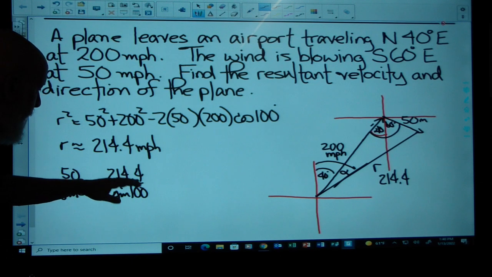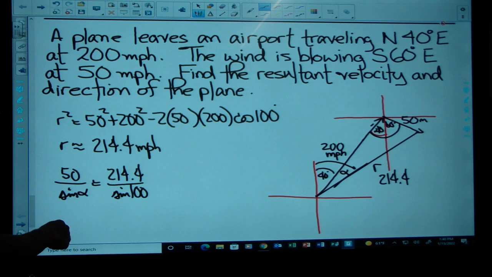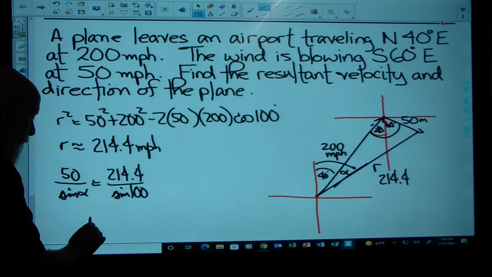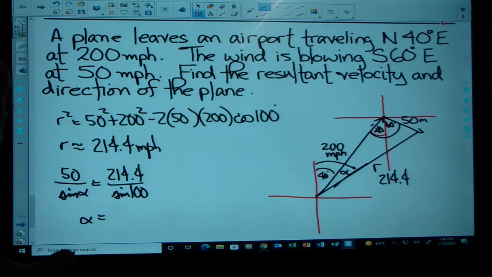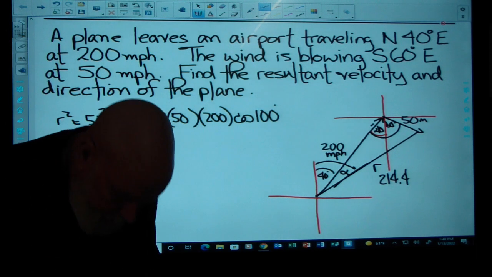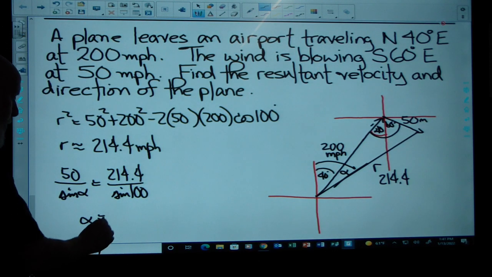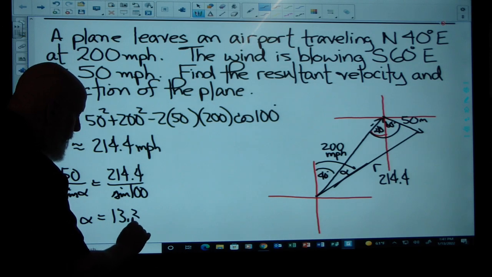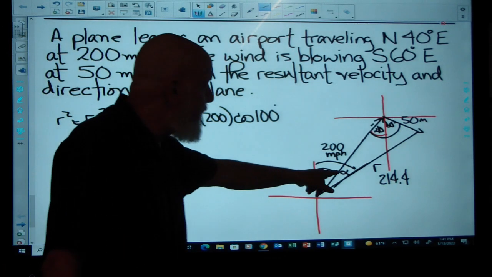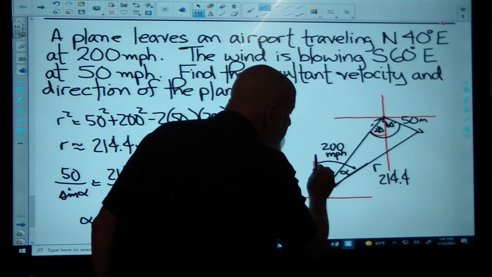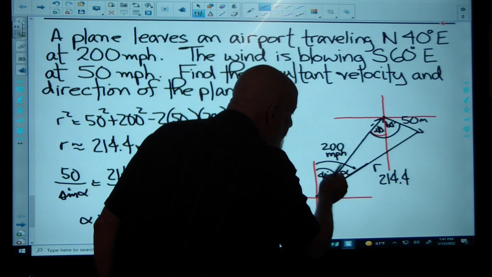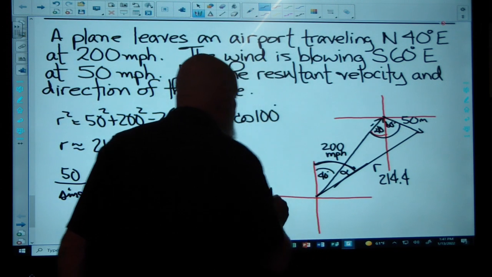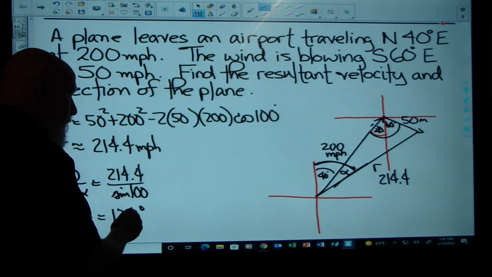And rather than bore you with the algebra and everything, I'm going to cross multiply, solve it for the sine of alpha, and then take the inverse sine of both sides, and I'll get alpha is equal to about 13 degrees, if I remember correctly. Yeah, 13.3 degrees, using a little bit of algebra there. Now, if alpha is 13.3 degrees, then this rotation is 40 plus 13.3. So 40 plus alpha is 53.3 degrees.